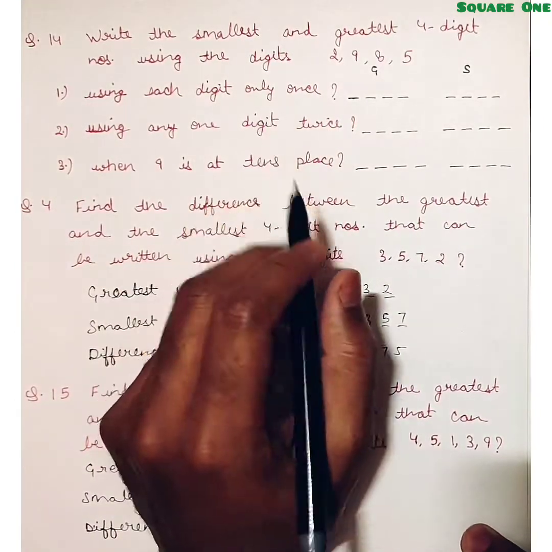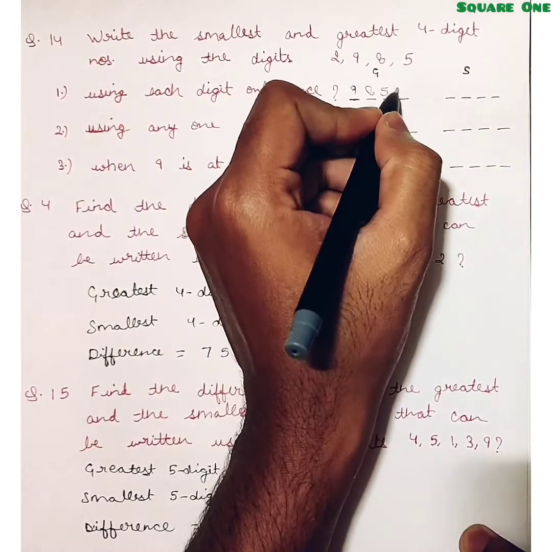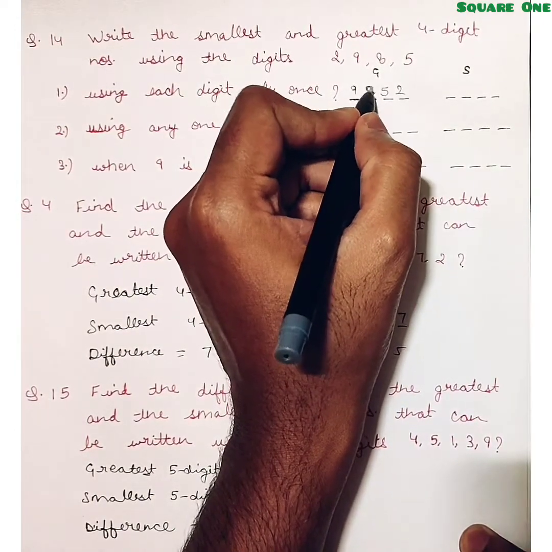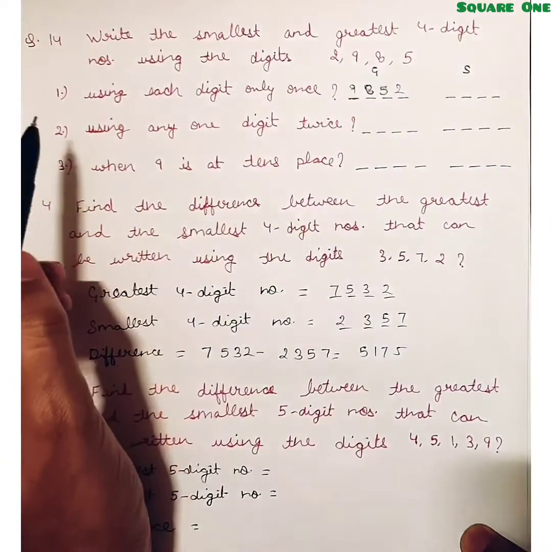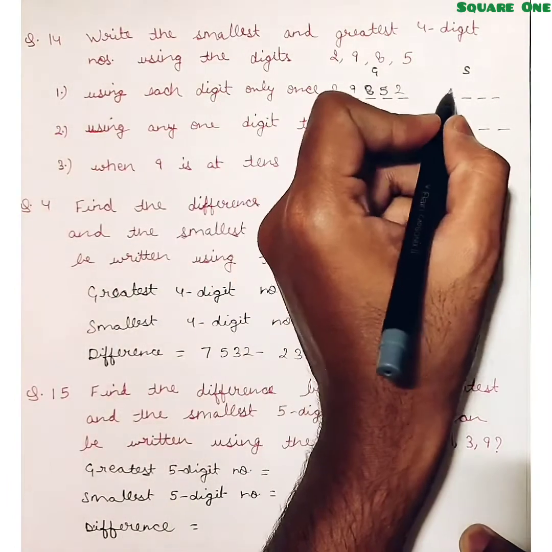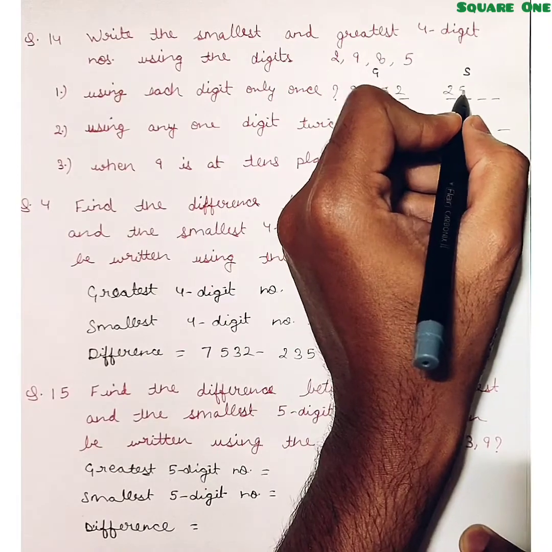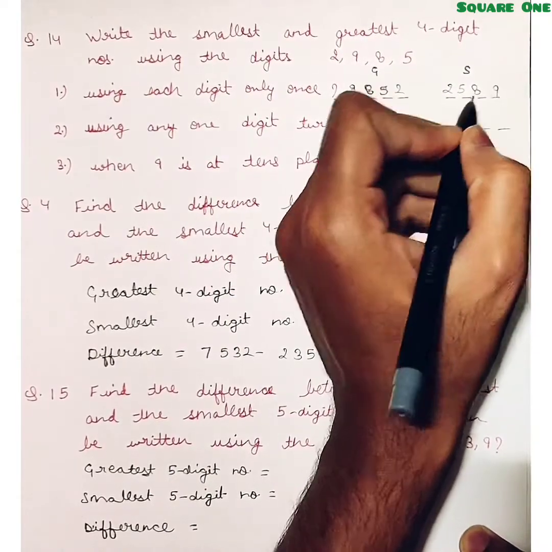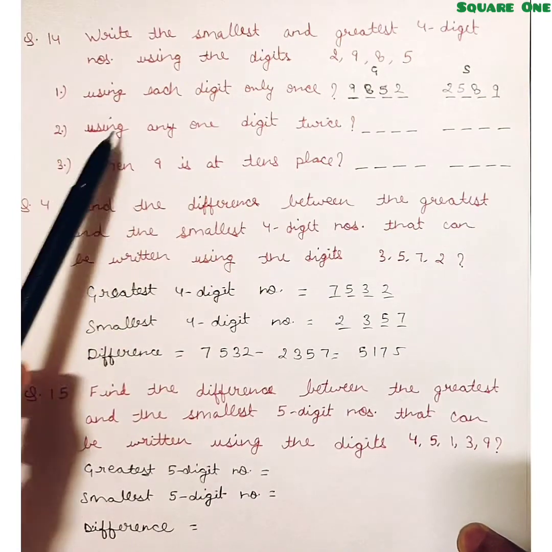Now the greatest number will be something like 9, 8, 5, 2. I have to start from the greatest digit, so the greatest number will be 9, 8, 5, 2. Then the smallest 4-digit number, it will start from the smallest digit, which is 2, then 5, then 8, and then 9. This is the greatest and the smallest numbers using each digit only once.